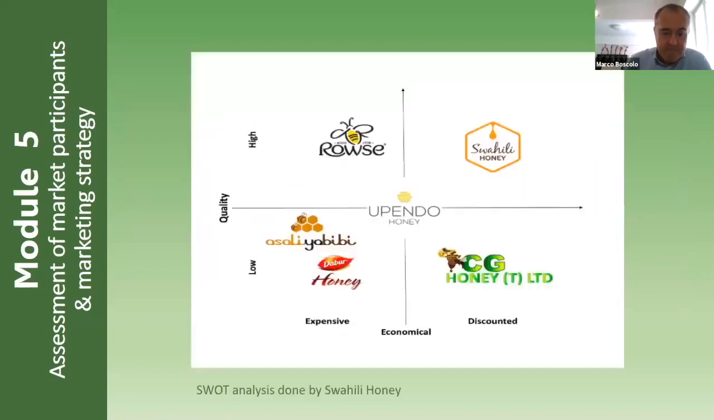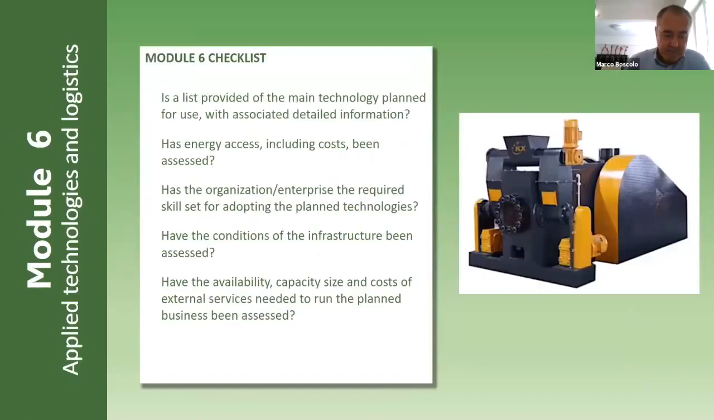So, also helpful to understand how your business is different from your competition. This is a simple SWOT analysis that was done by Swahili Honey to see how they differ from competition in terms of quality and in terms of price. So in this guide, there is information on how to put together a SWOT analysis and what information you should include in your marketing strategy.